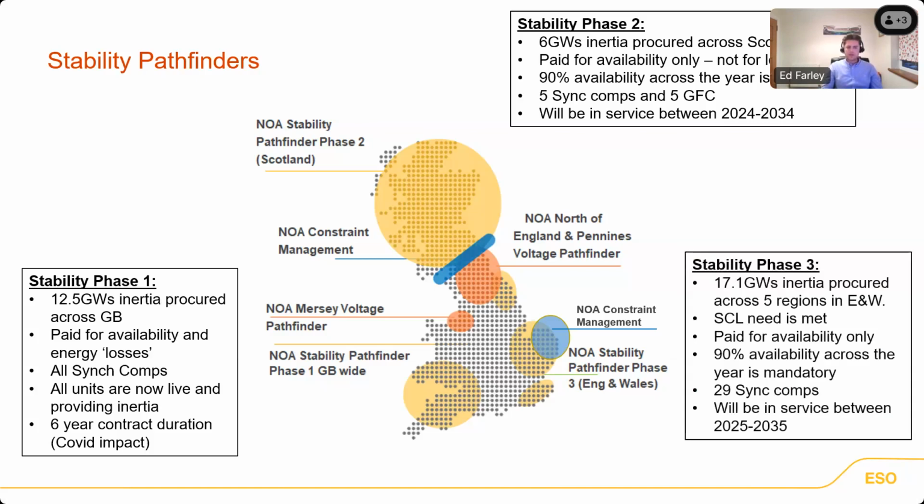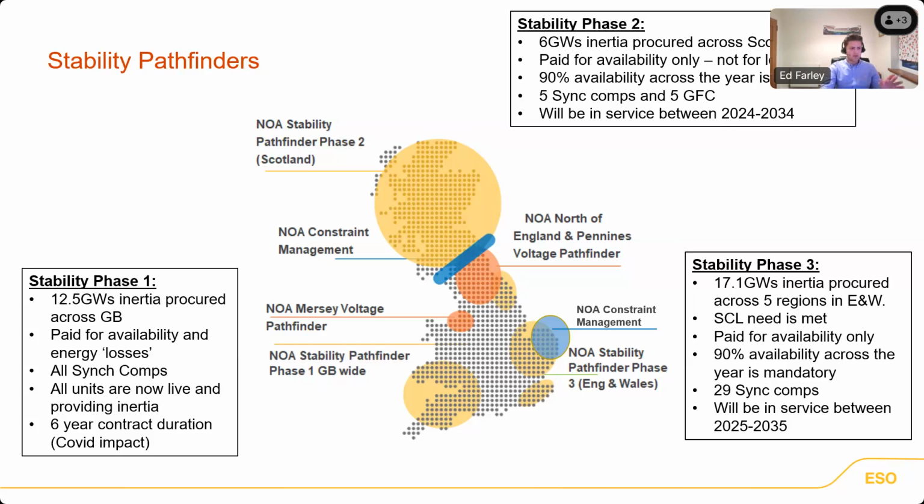And the final Stability Pathfinder that we conducted was in 2022, where we procured 17 GVA seconds of inertia across another 5 regions in England and Wales. And we also met our SCL needs for areas of need that have been identified. The commercial arrangements were similar to previous Pathfinders, 10-year contract duration spanning out to the mid-2030s. And again, another procurement activity which was dominated by synchronous compensators.